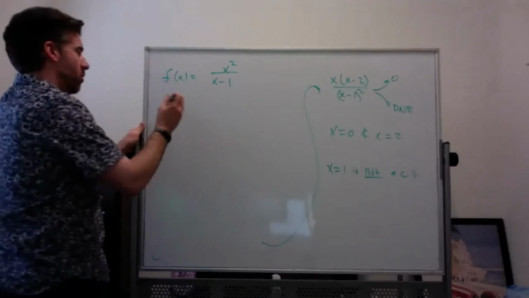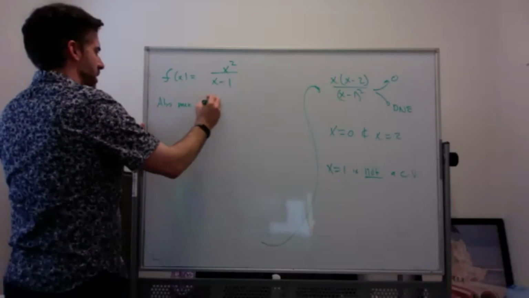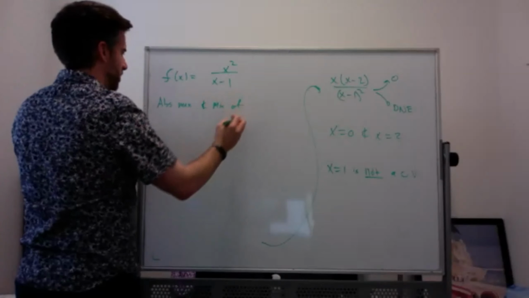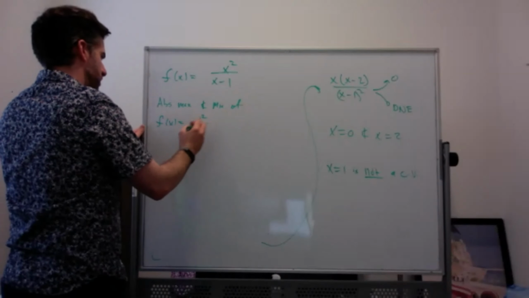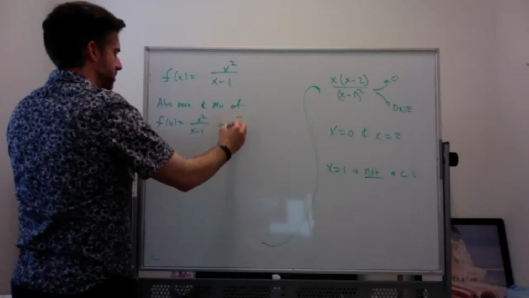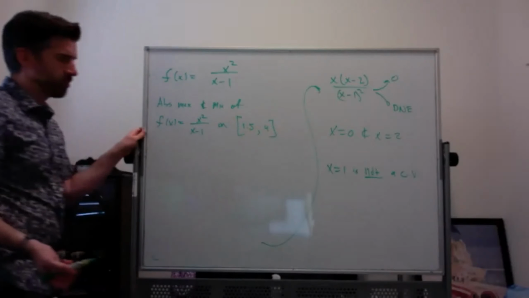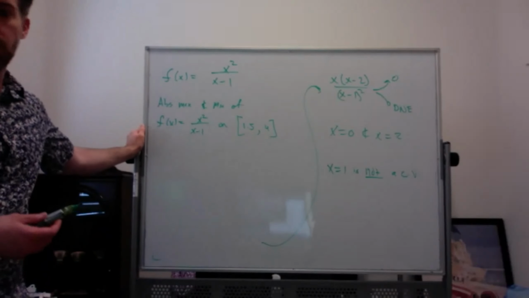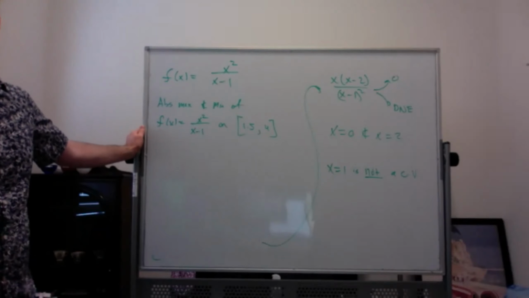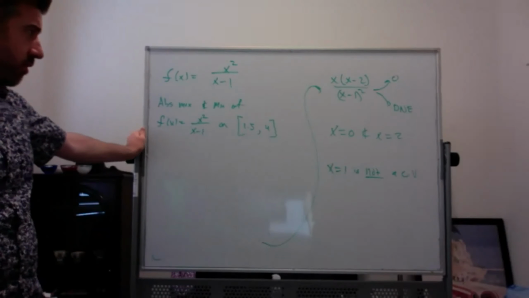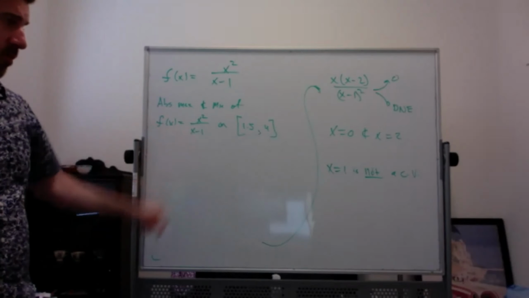So what is the absolute maximum and minimum of this function on the interval from 1.5 to 4? Well, just like any time when you're doing the absolute max and absolute minimum, or the global max and global minimum of a function on an interval, you have to plug in the critical points and see what the function is doing, and then you have to plug in the endpoints.